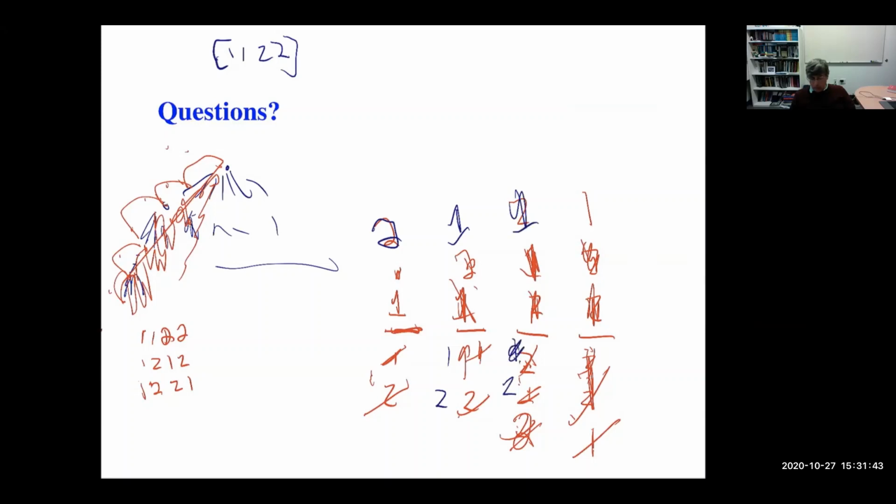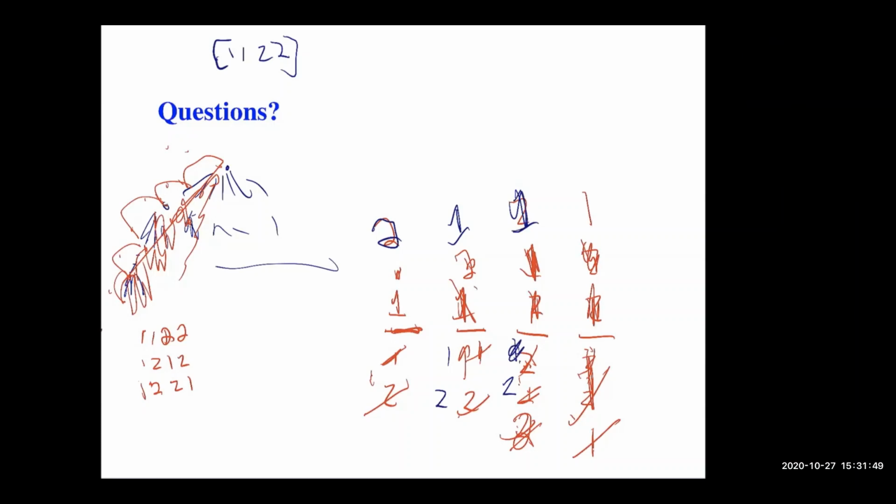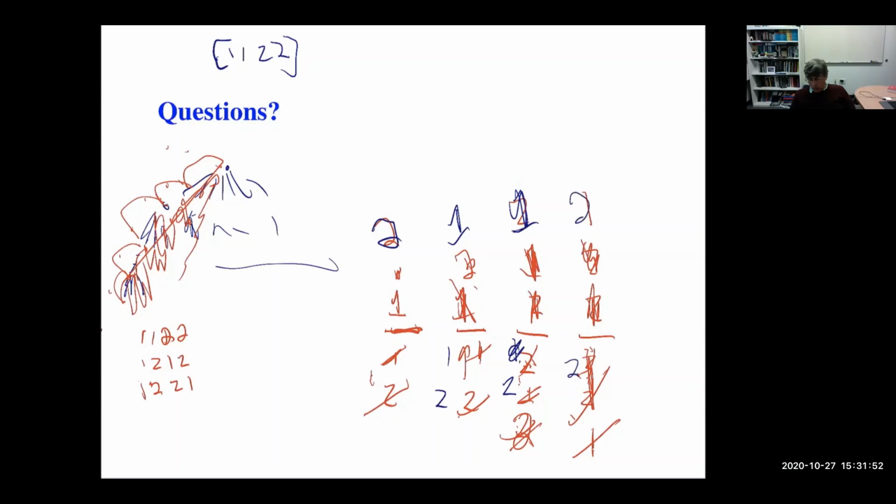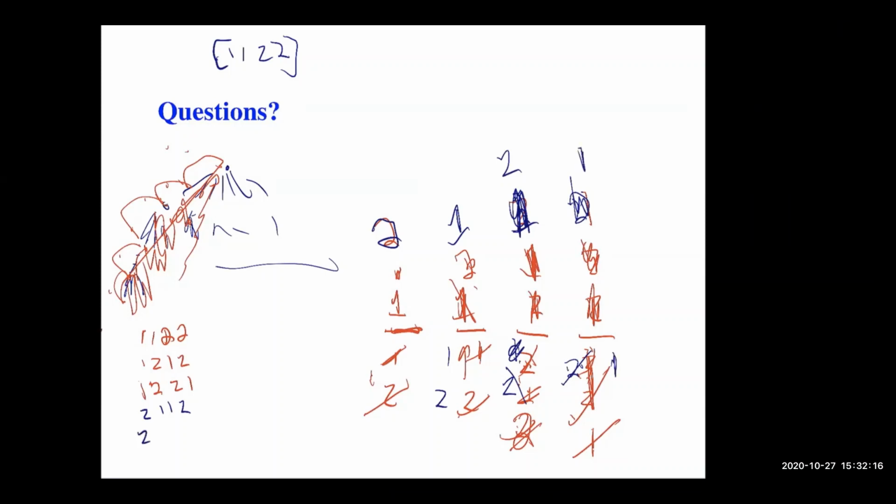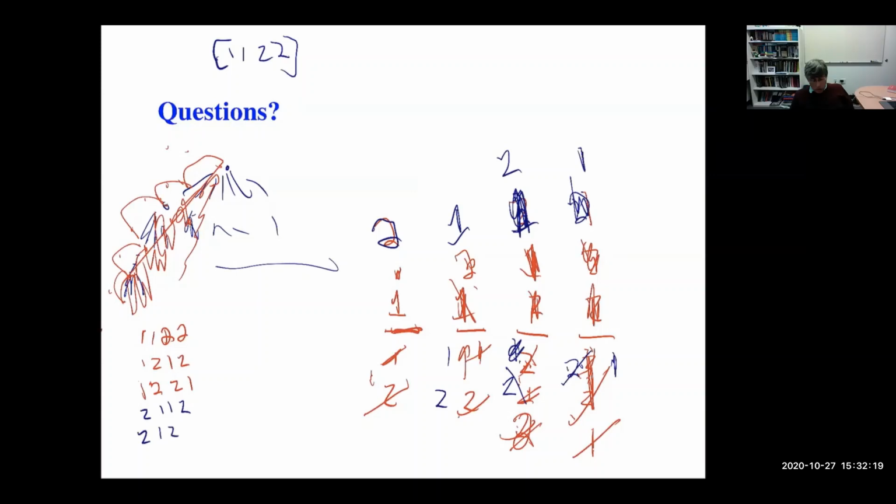What are my choices for the fourth position? Only a 2. And bingo, I got another one: 2, 1, 1, 2. Do I have any other choice for the fourth position? No. Do I have any choice for the third position? Yes, I can replace it with a 2. If so, what are my choices for the last position? Only a 1. And now 2, 1, 2, 1 is acceptable.